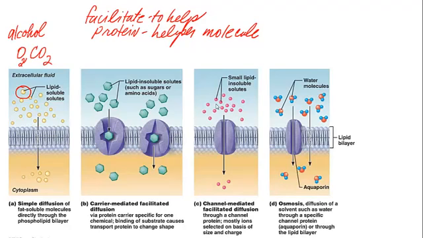So the two types of facilitated diffusion are carrier-mediated facilitated diffusion and channel-mediated facilitated diffusion. In carrier-mediated facilitated diffusion, there are integral proteins that are going to cross the entire membrane, and they are specific for polar molecules or other classes of molecules. So things like sugars and amino acids would utilize facilitated diffusion. A good example of this would be glucose being transported across the membrane.